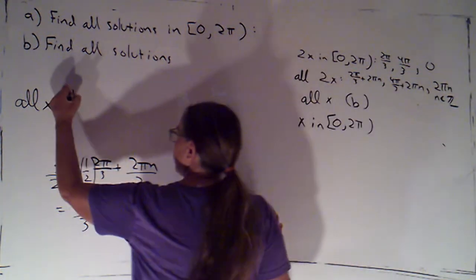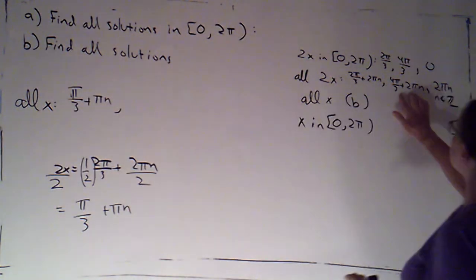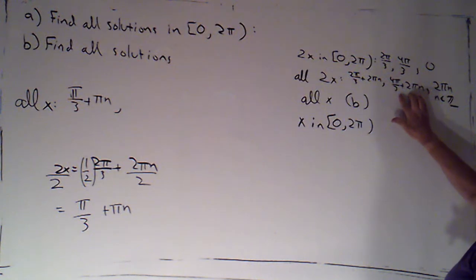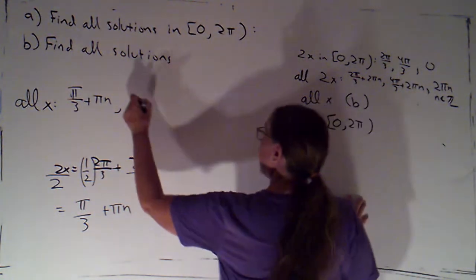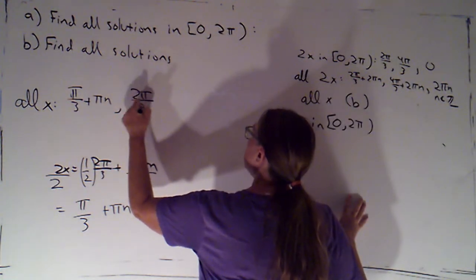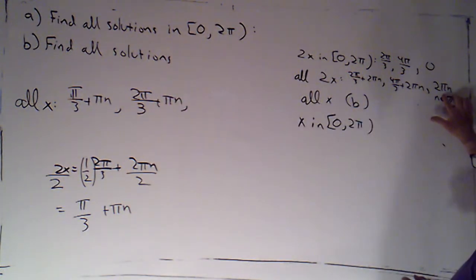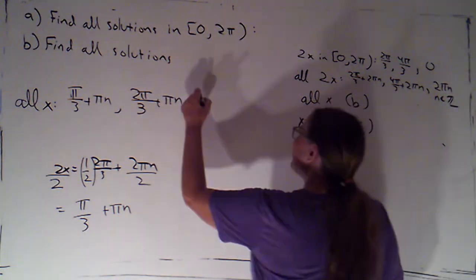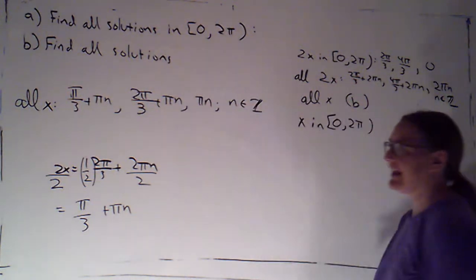So let's write that up here, pi over 3 plus pi n. I can then do the same thing here. 4 pi over 3 plus 2 pi n. That's 2x, so if I divide that by 2, I'm getting my x values. That would be 2 pi over 3 plus pi n. And then 2 pi n, if I divide that by 2, I'm going to get pi n. And again, I want to make sure I record that n is an integer.